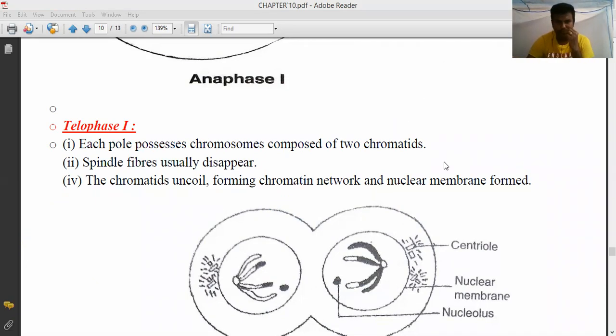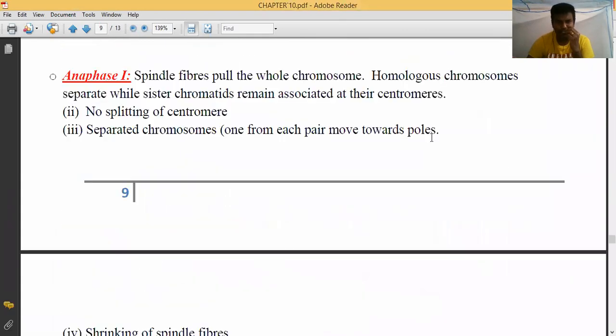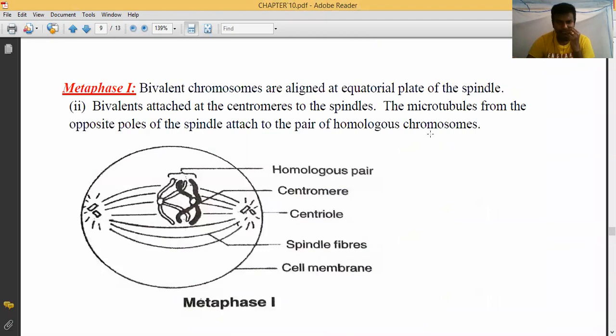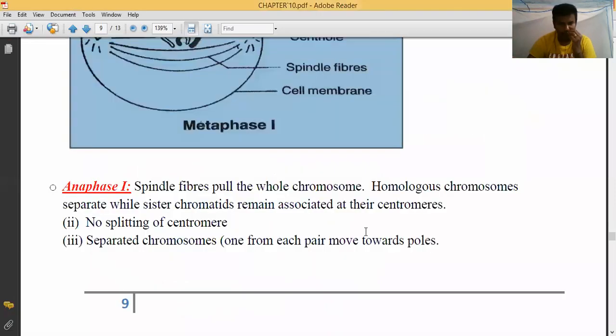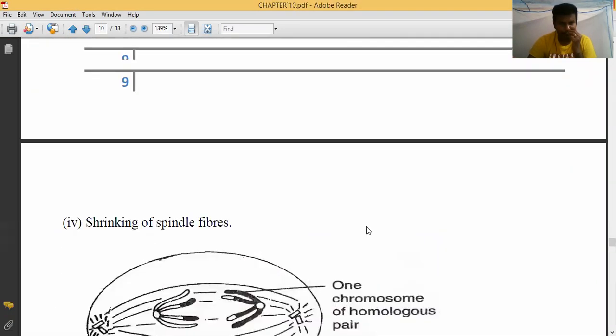Before discussing meiosis II, here we will see a brief review. Now onwards, metaphase 1 and anaphase 1 I have finished. Telophase will be next.